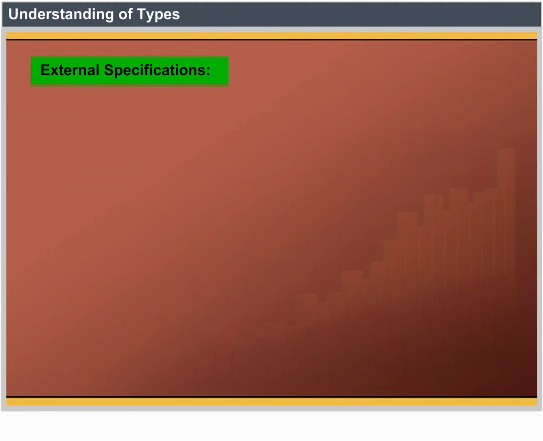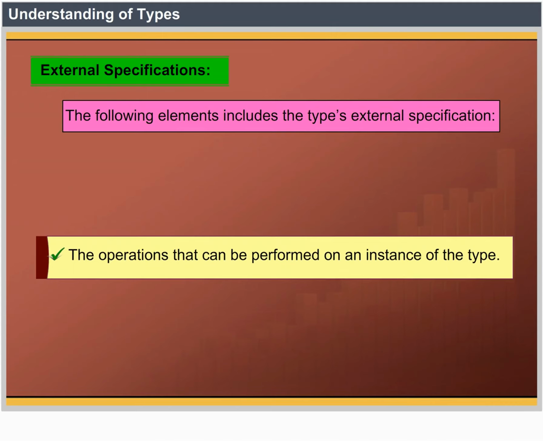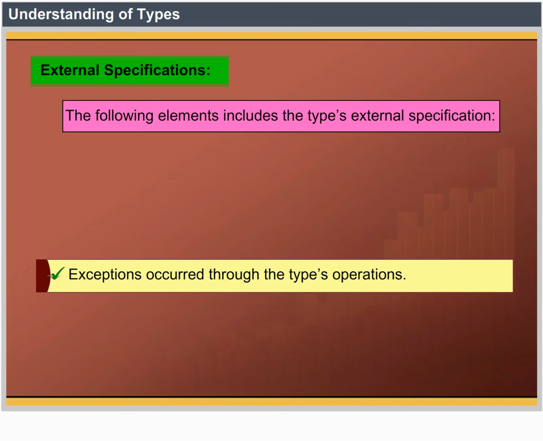External specifications. A type's external specification includes the following: the operations that can be performed on an instance of the type, the properties of the type, those that are accessible through some mechanism, and the exceptions that can be raised by the type's operations.